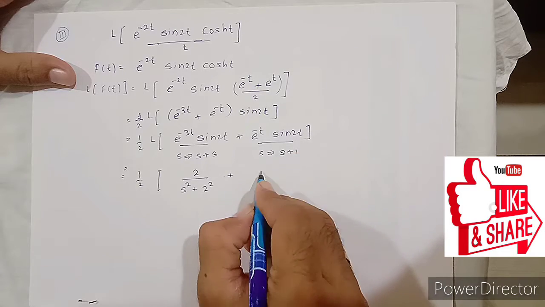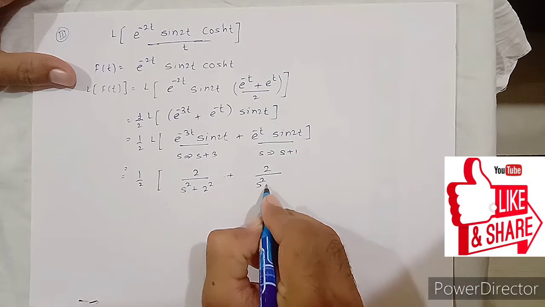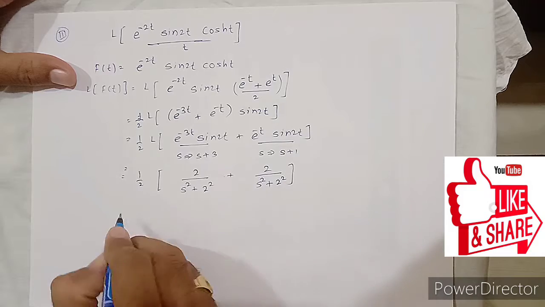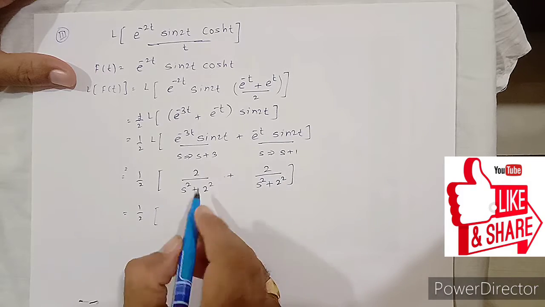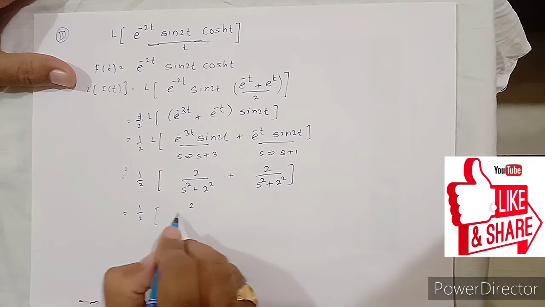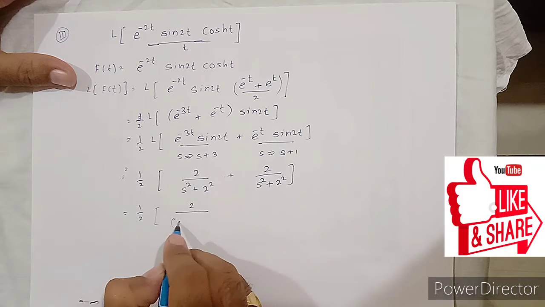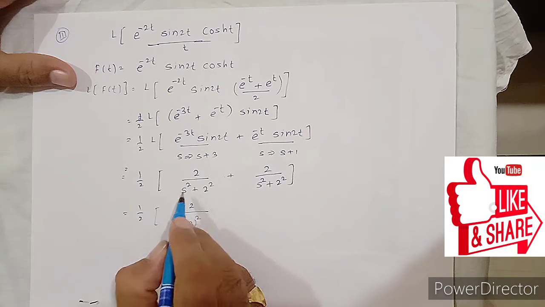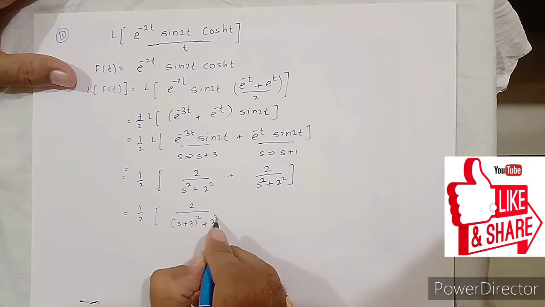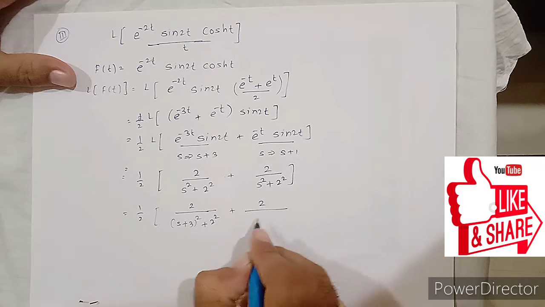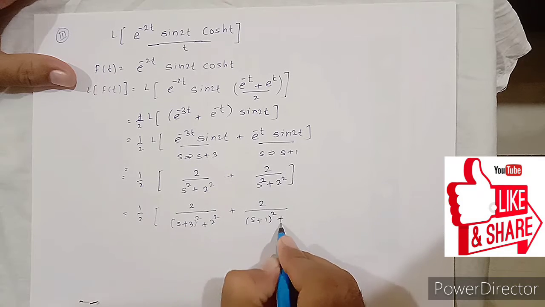Plus Laplace transform of sin 2t, again same: s square plus 2 square, right? So in the first term, what is the replacement? Replacement of s is s plus 3. So all s in the first term are replaced by s plus 3. So it is (s plus 3) square plus 2 square, the 2 square as it is, right? Here again the replacement is plus 1. So all s are replaced by s plus 1, right?